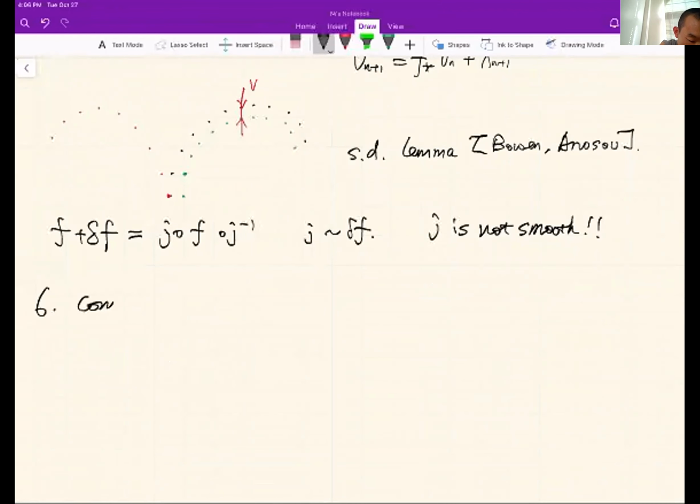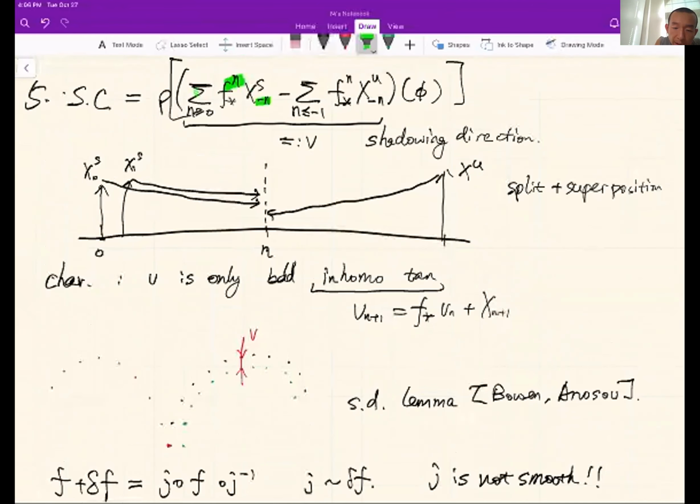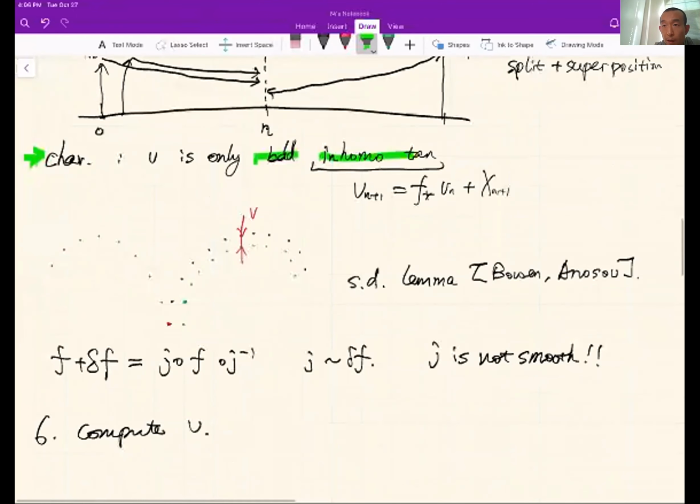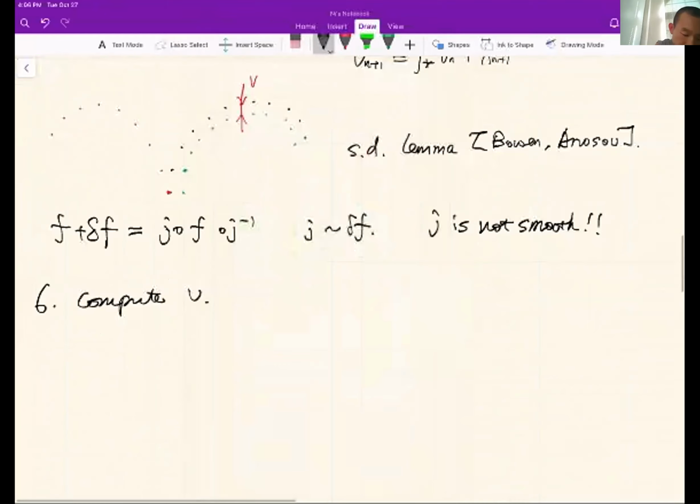Okay, that leads to our next topic, which is to compute this V. Okay, so remember when we defined this V, we defined it by this complicated formula. However, it is not a good idea to directly evaluate this complicated formula. Rather, we seek to recover the characterizing properties. There are two of them. The first is that this V is bounded. The second is that this V is an inhomogeneous tangent solution. Okay, so we develop an algorithm to recover these two characterizing properties and hence find the shadowing direction.